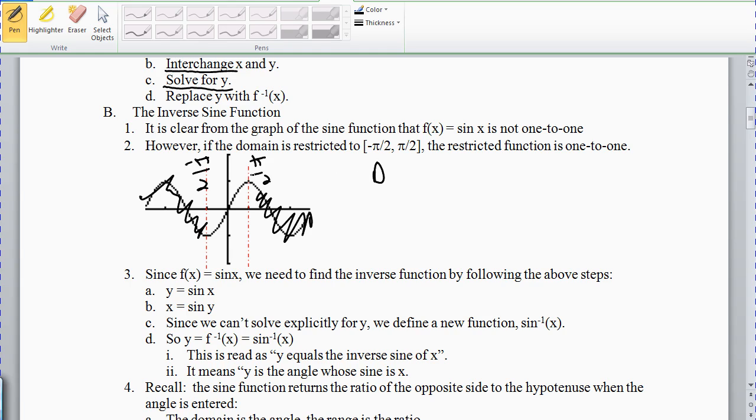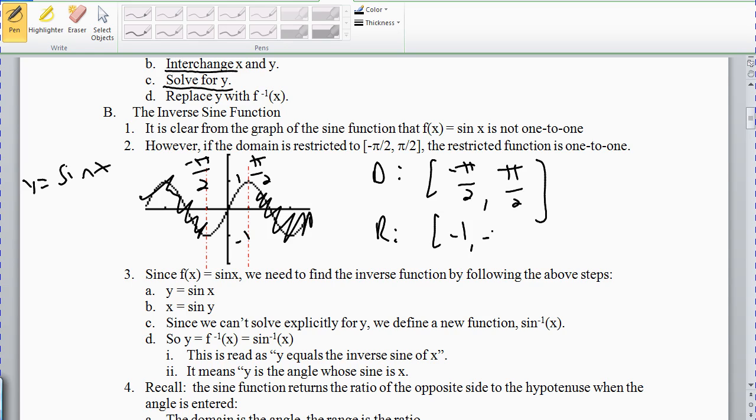And so, once again, this is y equals sine x. The domain is now restricted to negative pi halves to pi halves. If we didn't restrict it, it would not have an inverse. That's why we have to restrict it. And the range still goes from -1 to 1, inclusive. Those are included. And this is actually going to be a pretty big deal.